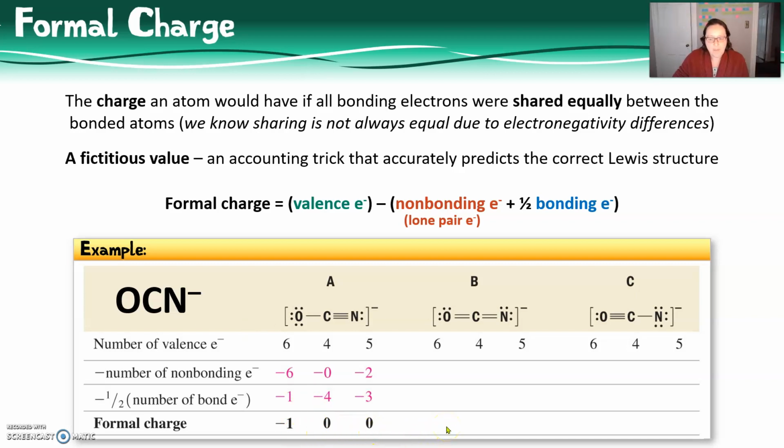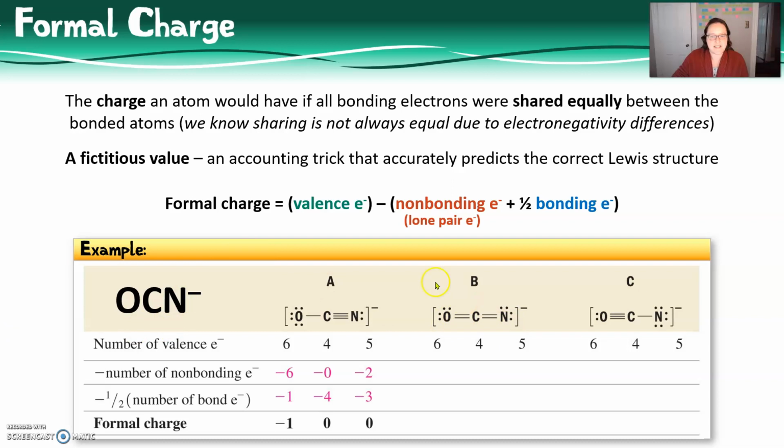Note that if you add up all the formal charges on each atom, it equals the overall charge on the structure, in this case, -1. This will always be the case and is a good way to double check your formal charges. Next, we do the same thing for the other two structures.